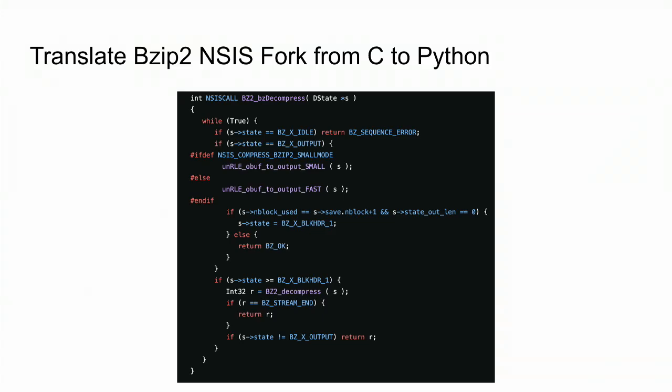It calls a run length encoding or an un-run length encoding function, which comes in two flavors, fast or small, and only one of them you need to do. I somehow chose the more difficult one to translate to Python, but it's fine. And then it calls decompress.